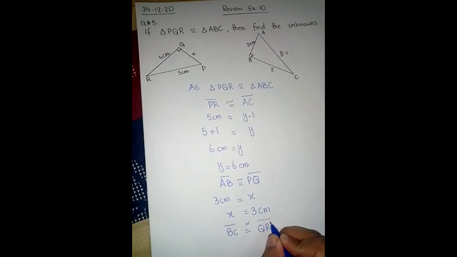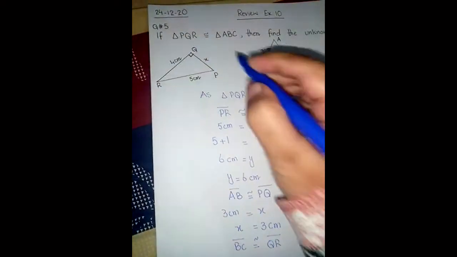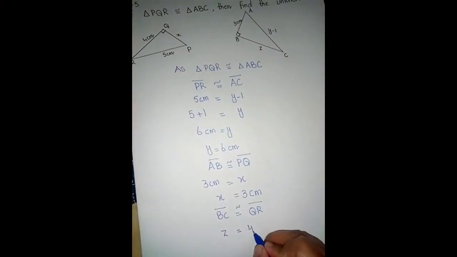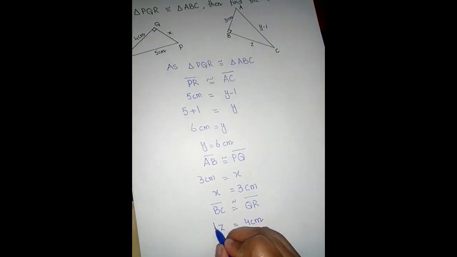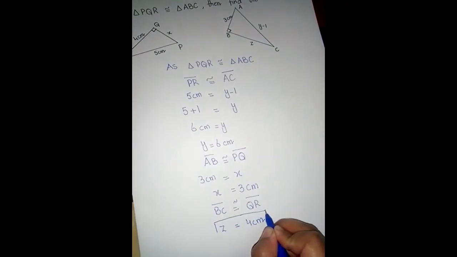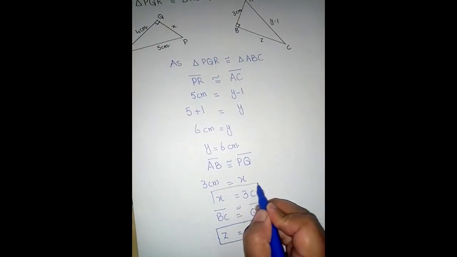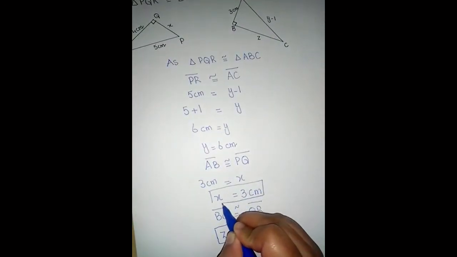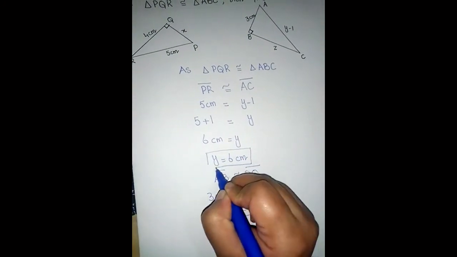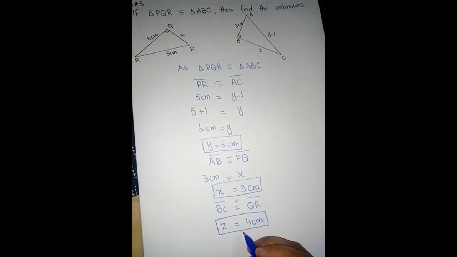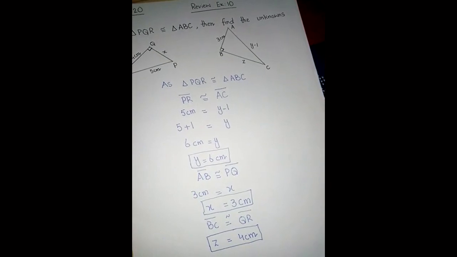Now put the values. BC is Z and QR is 4 centimeter. So here is the value of Z. Z is 4 centimeter. We have calculated the values of all three variables. X is equal to 3 centimeter, Y is equal to 6 centimeter and Z is equal to 4 centimeter. This is all in chapter number 10. Our chapter number 10 is complete now.